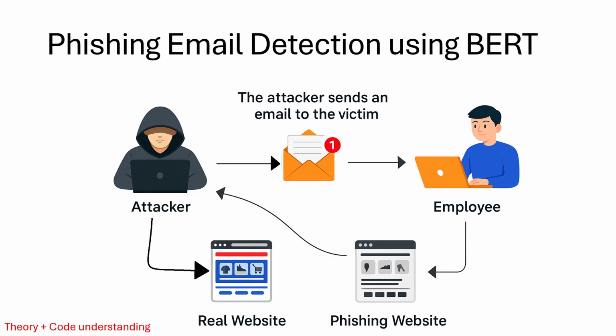How do they affect the victims, employees or users? Let's start the understanding by looking at this diagram. Here you can see the attacker. The attacker prepares a deceptive phishing email, intending to trick the victim. Then the attacker sends this phishing email to the employee. It can be an employee, it can be a user, it can be you. Now what does the employee do? The employee opens the email and sees a message that looks legitimate but contains a malicious link.